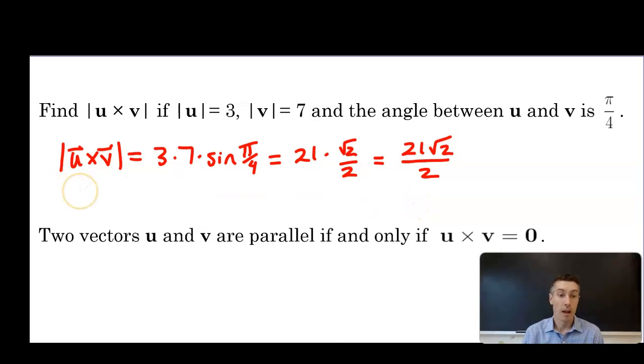Okay. And if they give us vectors, we can find the angle. It's a little bit harder to find the angle using this definition. The dot product would probably be the easier way to go.